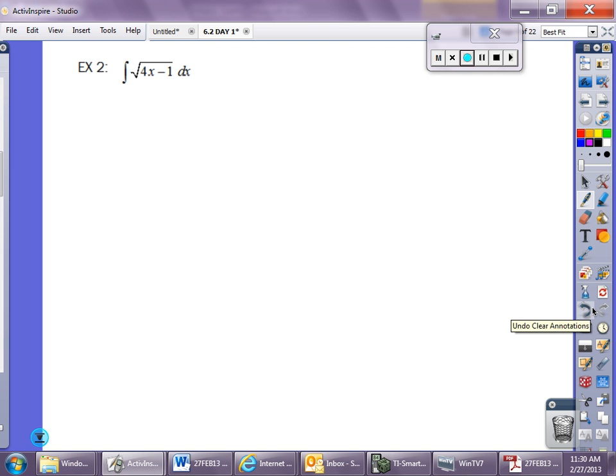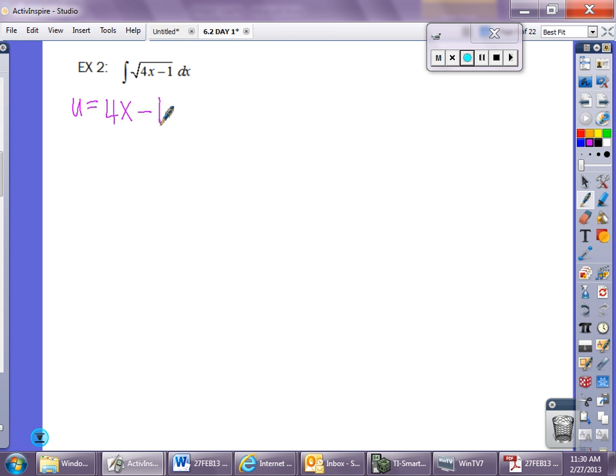All right, so this one again. The inside, 4x minus 1. Derivative of the inside is how much? 4. So you could reverse the chain rule with this, but I'm not going to. We're going to practice substitution. So start with your inside. That's usually a pretty good guess of what your u should be. Your inside is usually the u.